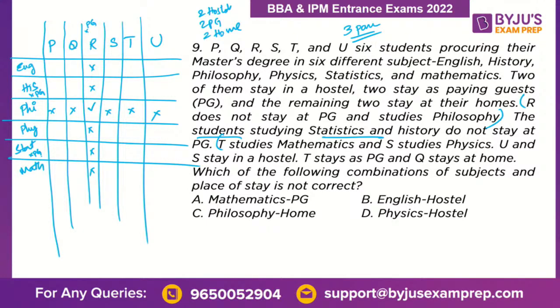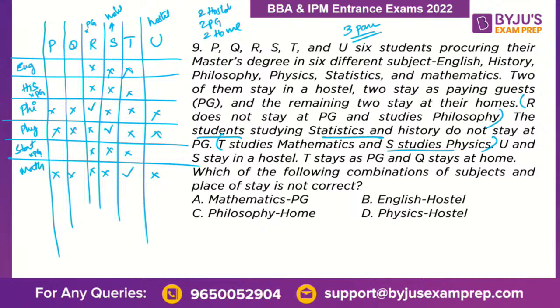T studies maths and S studies physics. So T and maths. Where are we? T and maths. Tick. So others are crosses. And S studies physics. So S is physics. This is tick. So others are crosses. Okay. U and S stay in a hostel. So U stays in hostel. And S also stays in hostel.